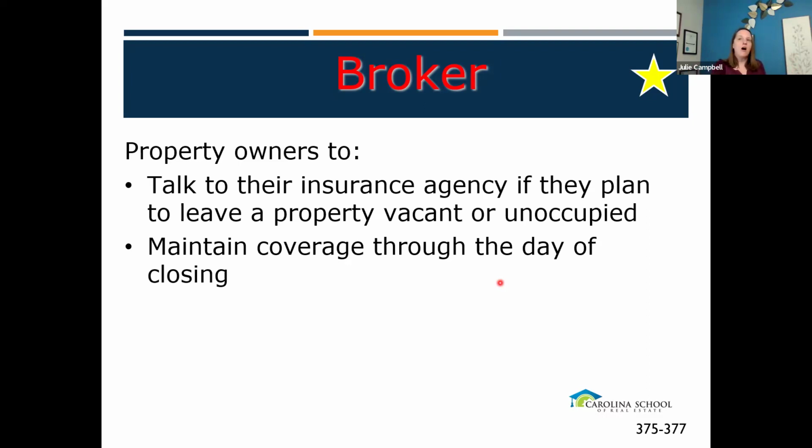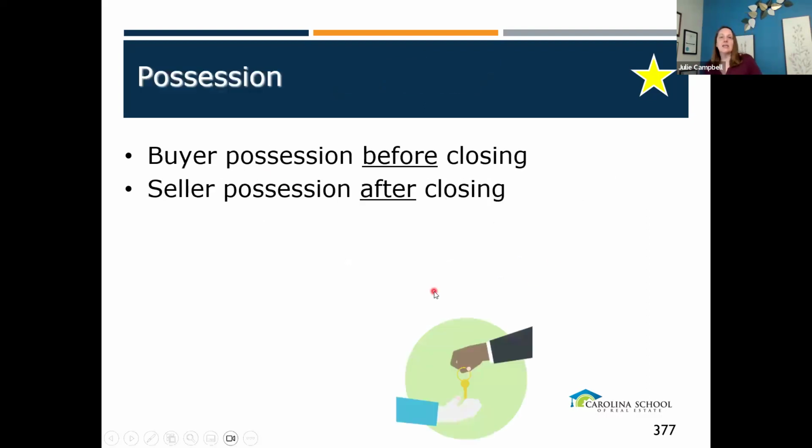Our offer to purchase and contract also gives us some options for additional possessions if the parties agree. Totally negotiable. The parties may agree to do a buyer possession before closing, meaning they are moving in before the deed's recorded. The parties may agree to do a seller possession after closing, meaning the seller's not moving out on closing day. They're moving out a couple days later. We have forms for both of these. We briefly mentioned our addendum for both scenarios when we were in Unit 10.